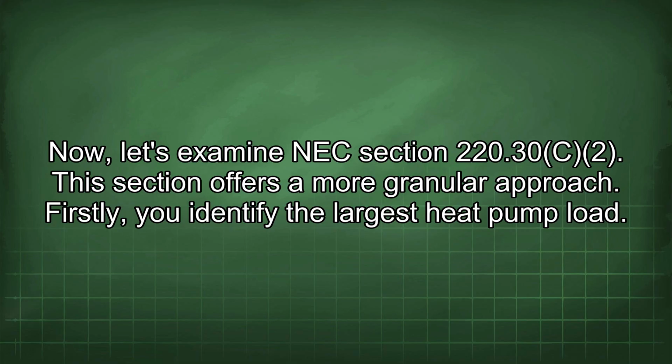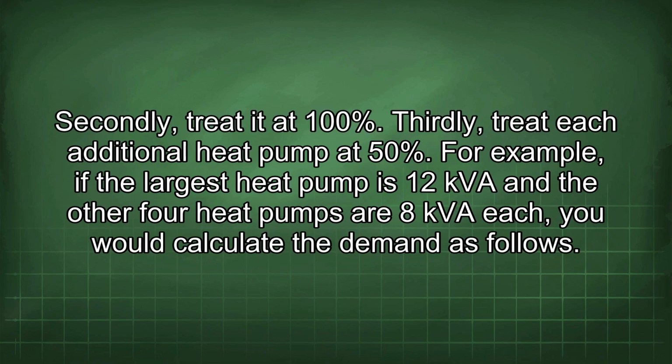220.30C2. This section offers a more granular approach. Firstly, you identify the largest heat pump load. Secondly, treat it at 100%. Thirdly, treat each additional heat pump at 50%. For example, if the largest heat pump is 12 kVA and the other 4 heat pumps are 8 kVA each, you would calculate the demand as follows.